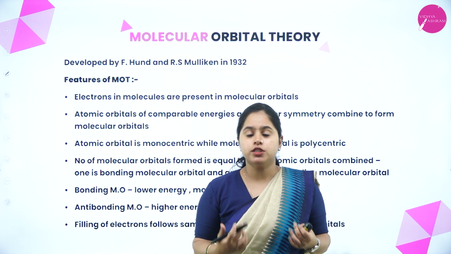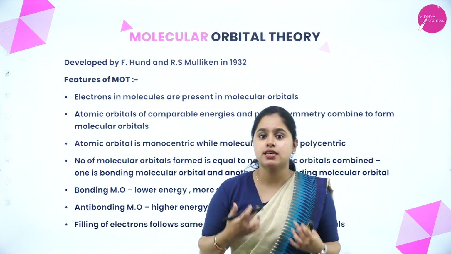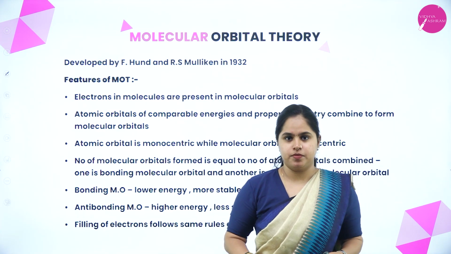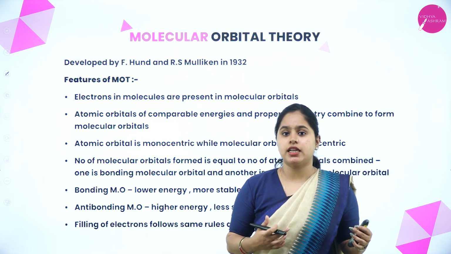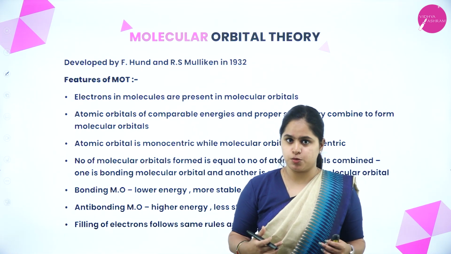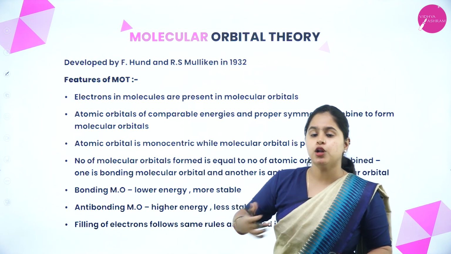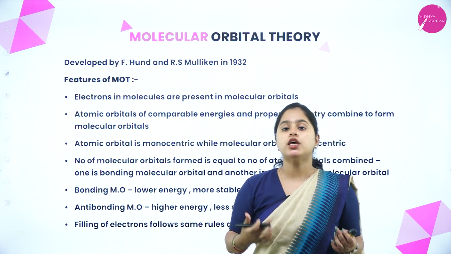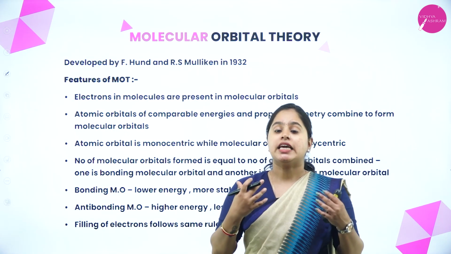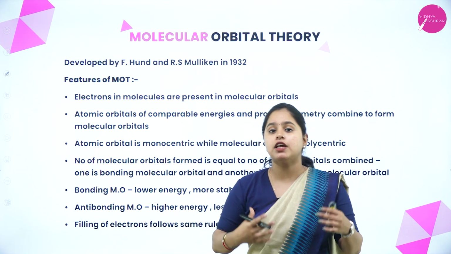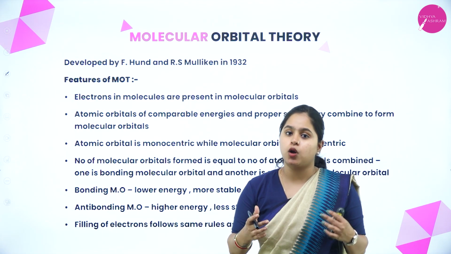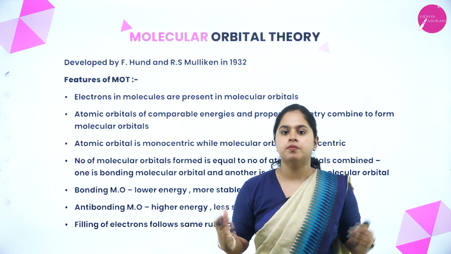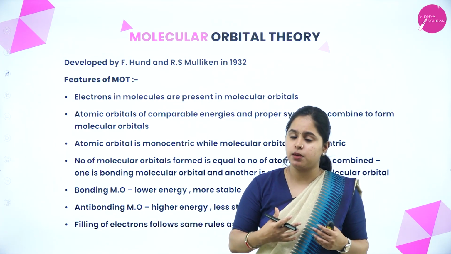Now we are going to study the next approach to chemical bonding, that is molecular orbital theory. Till here we studied VBT, that is valence bond theory. Now, we are going to study molecular orbital theory. As the name suggests, in this theory we will be studying molecular orbitals. Till here we were studying atomic orbitals, and we understood how chemical bonds are formed.